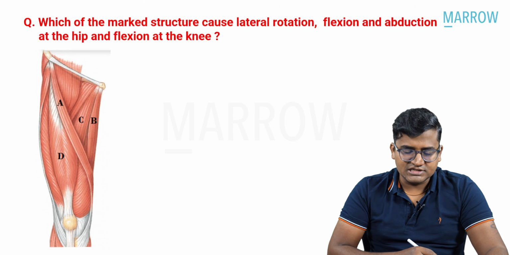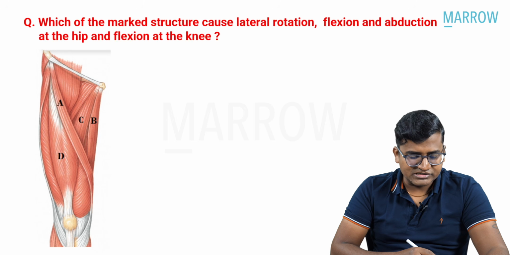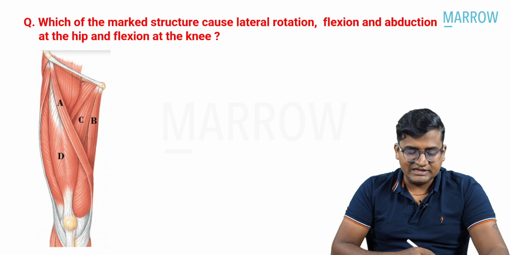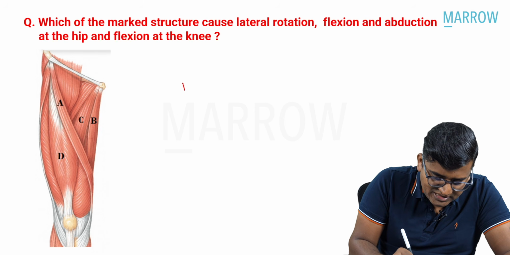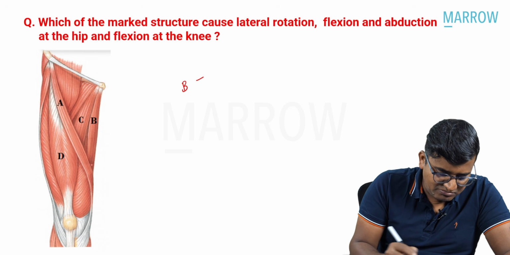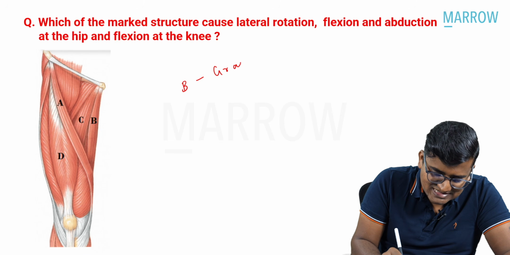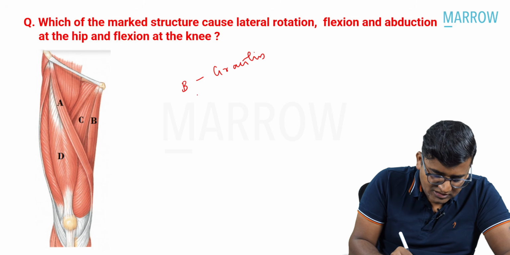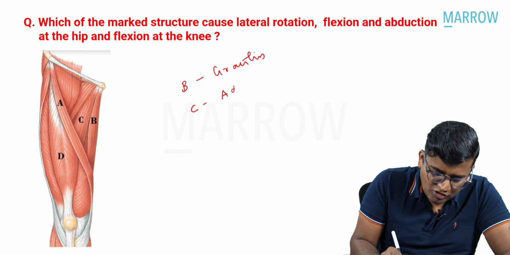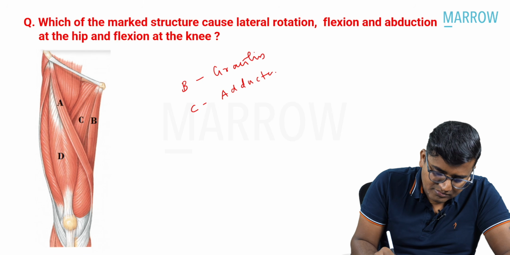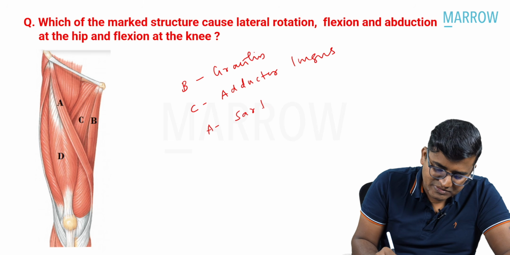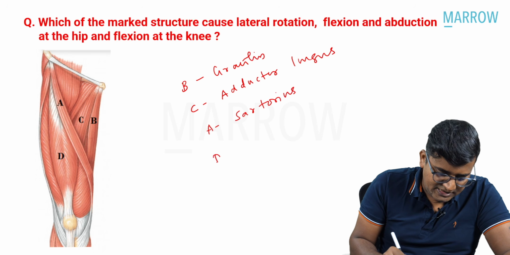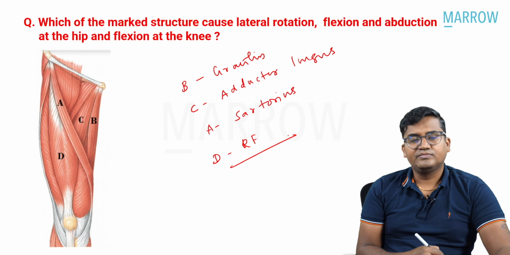Now, which of the following structures cause lateral rotation, flexion, abduction of the hip joint and the flexion at the knee joint? Now marking is on the 4 muscles. First we identify the muscles. B is the middlemost muscle, that is our gracilis muscle. Now C is our adductor longus muscle. And A is our sartorius muscle, and D is our rectus femoris muscle.